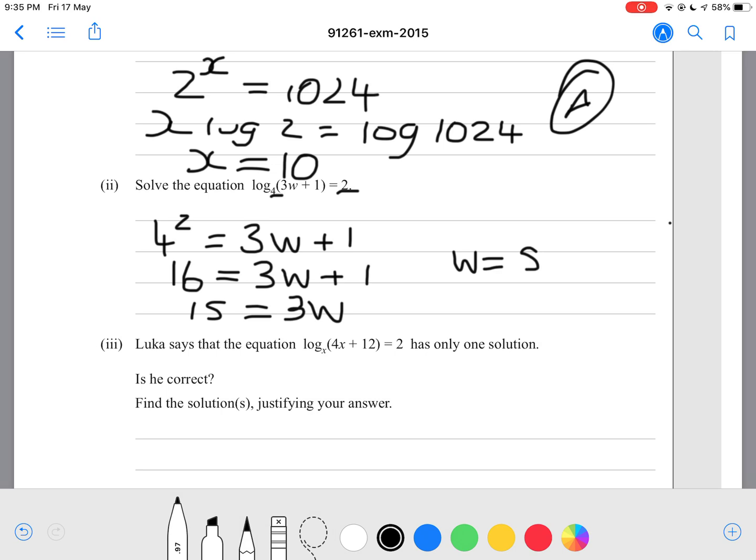This is also just an achieved question, so just getting the correct answer and the correct working will get you an achieved.